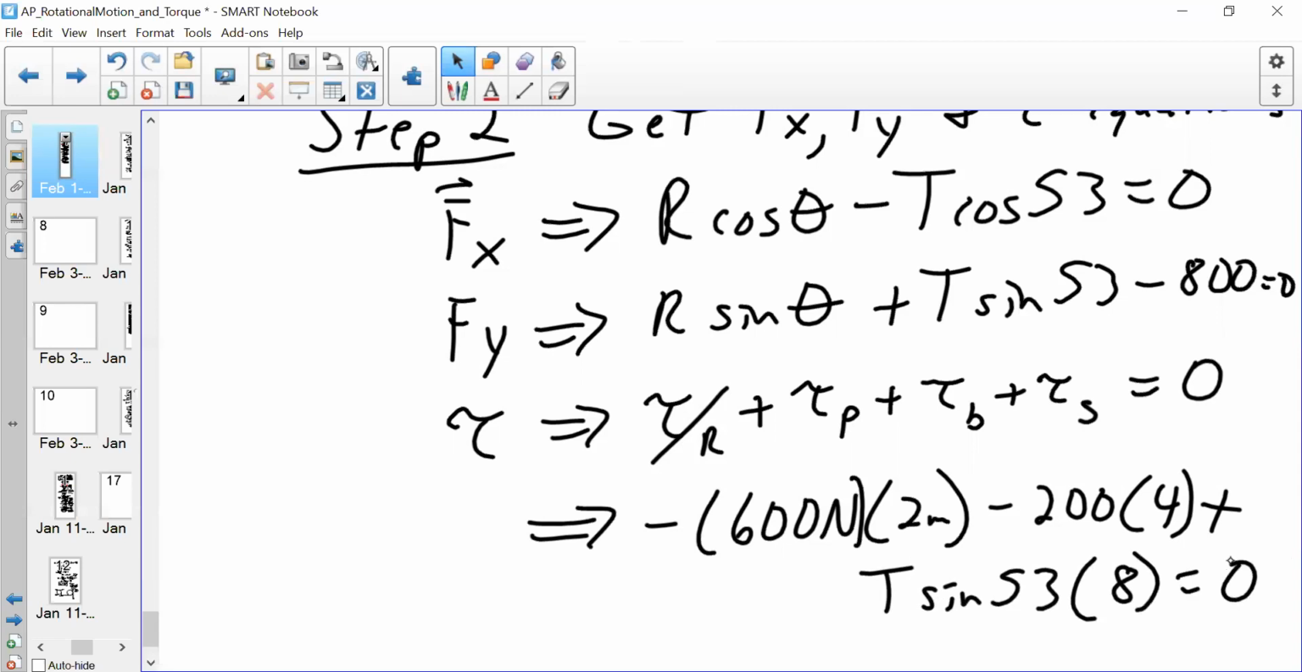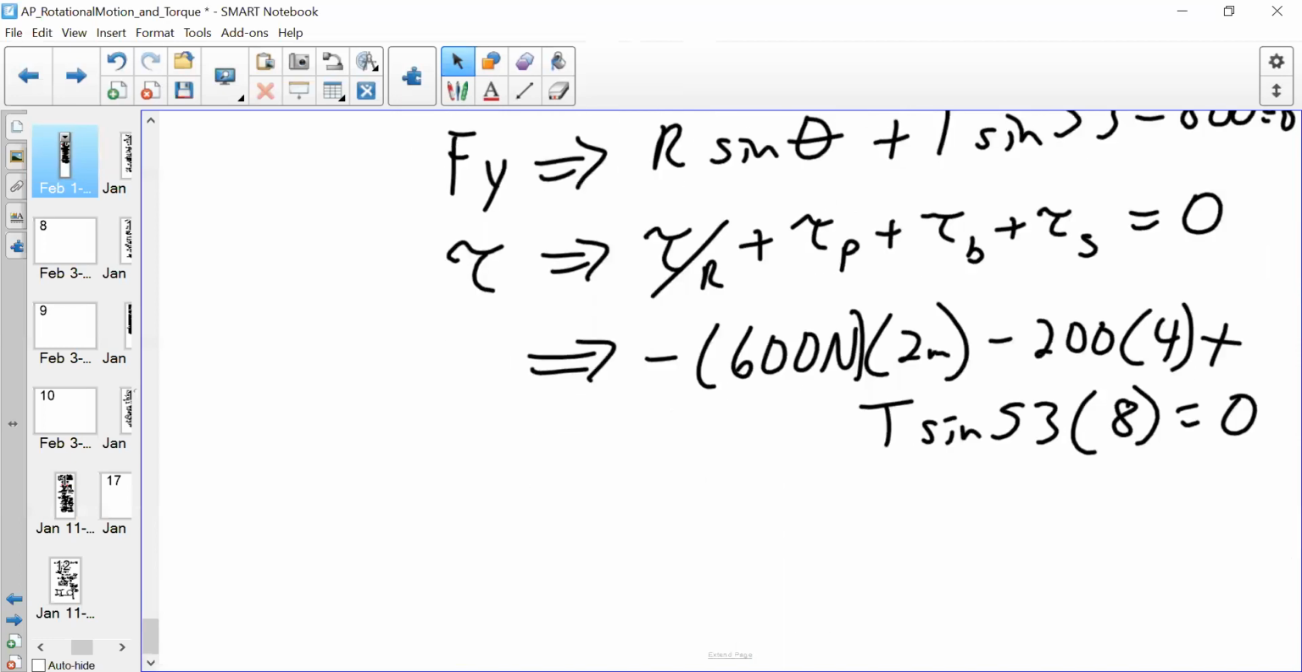So we can get the tension right away, and we need to get the magnitude of the force of the wall on the beam. That's going to be next. So that's pretty simple. I hope you see that.